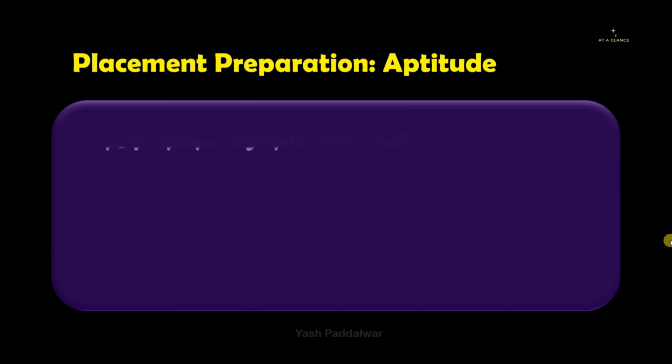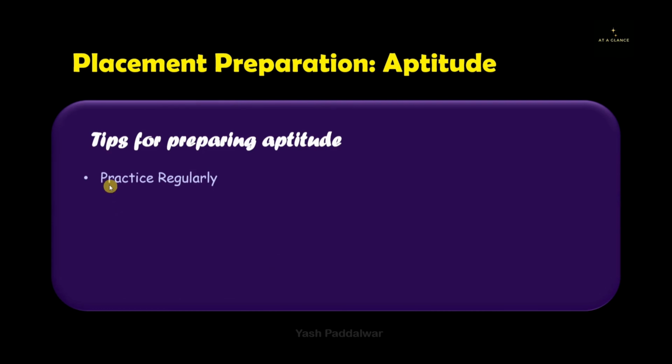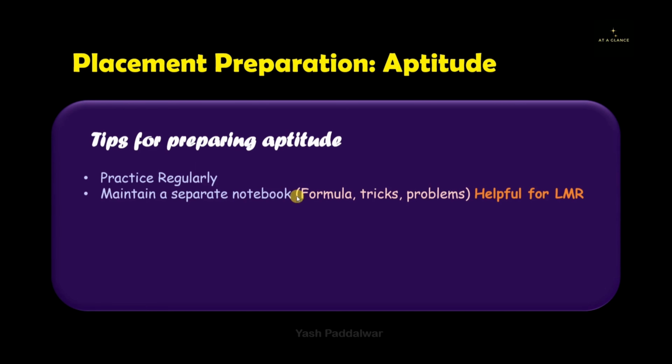Now we will see certain tips to follow for preparing for the aptitude. So far we have seen all the important topics that are supposed to be done. Now we'll see how to do those and what strategy to follow. So as usual, the major key to success is practice. You should practice regularly. It's not a task that you should do once a week or once a month. Because there are a lot of concepts and short tricks that are supposed to be followed, you should practice daily. The next strategy is to maintain a separate notebook.